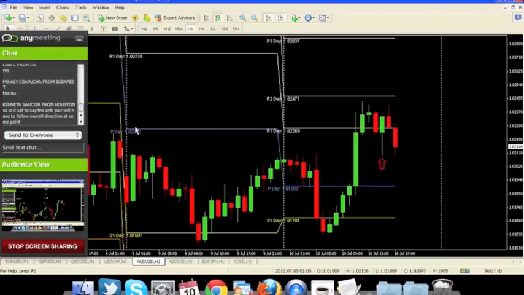Kenneth is saying, so is it safe to say the anti-correlation pair will have to follow overall direction at some point? Yes, that is safe to say, but which of the anti-correlating pair will follow? That's what we're discussing right now. You will obviously have one pair going up, one pair going down when you have anti-correlation, but which one will follow? And how do you know which is the right direction? So let's go over that right now.